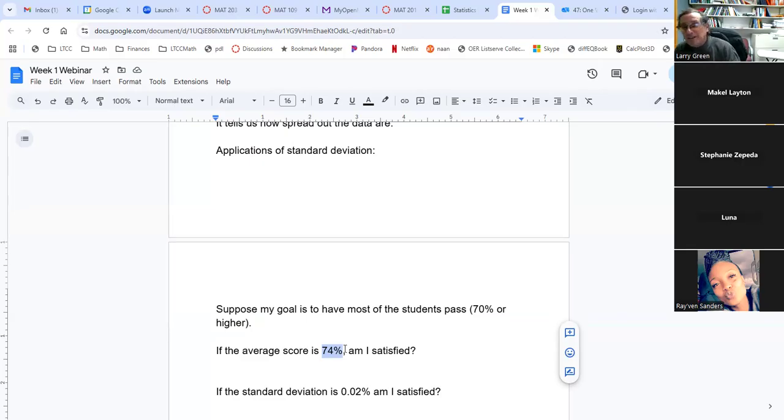Have I reached my goal? Am I satisfied? What do you think? If the average score, which is mu, the mean score, is 74%, am I satisfied? Have most of the people passed the class? You have to have 70% or higher to pass. If the average score was 74%, am I satisfied? What's your thought? Okay, I don't see you all jumping in.